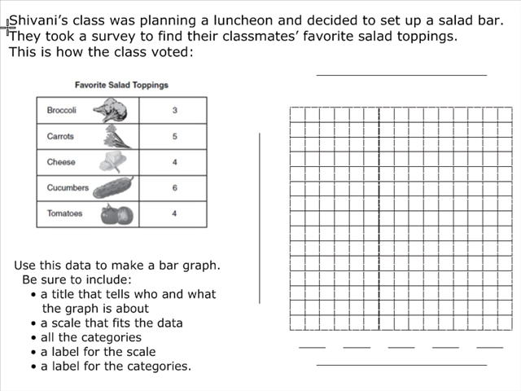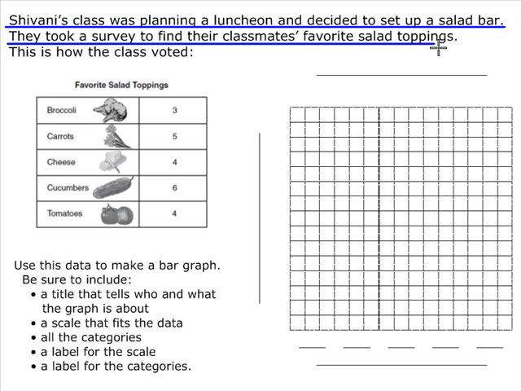Here the problem reads, Shivani's class was planning a luncheon and decided to set up a salad bar. They took a survey to find their classmates' favorite salad toppings. This is how the class voted. And we have a table that shows favorite salad toppings, and there are 5 salad toppings. And then in the second column, it shows how the class voted on each of the salad toppings.